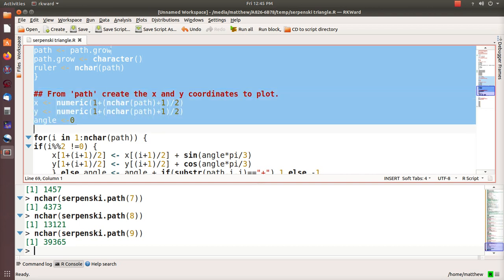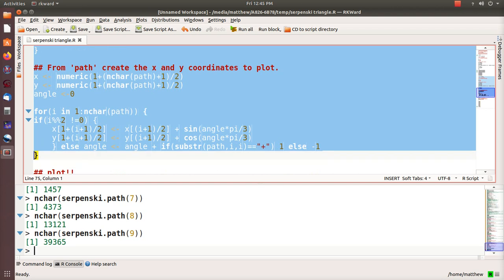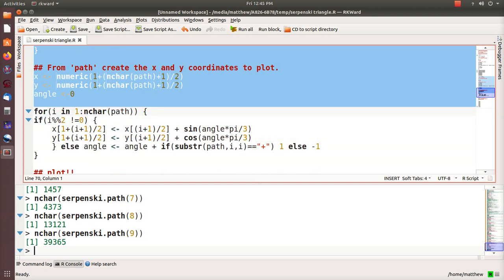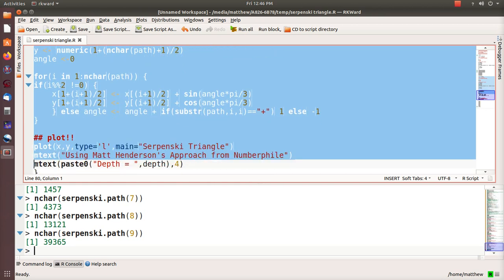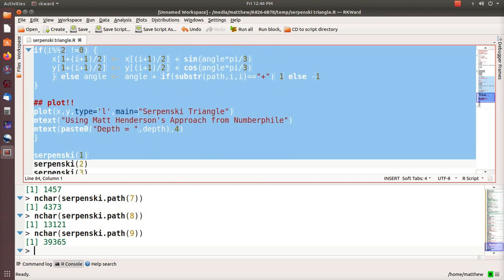So we take those, and then here we start growing the x's and y's. So we put in the right coordinates depending upon the path that we take. Notice we're looping over the path, and then if it's an x or a y, then we know where to go. Then we plot it, and we go from there.